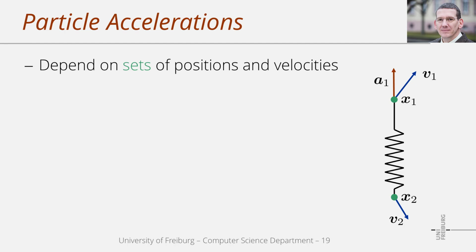The important point here is to note that the acceleration of a particle does not only depend on its own position and velocity, but it also generally depends on the positions and velocities of other, typically nearby particles. So here for the spring, the force at particle 1 depends on quantities from particle 1 and 2. Later, when we talk about accelerations at fluid particles, we will see that the acceleration at a particle can even depend on 30 or more positions and velocities of adjacent particles.